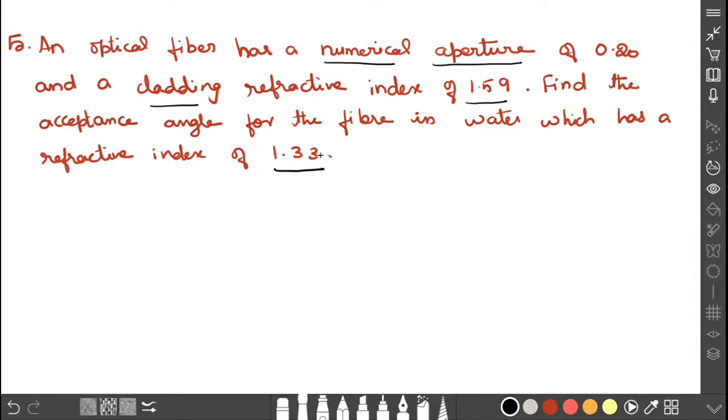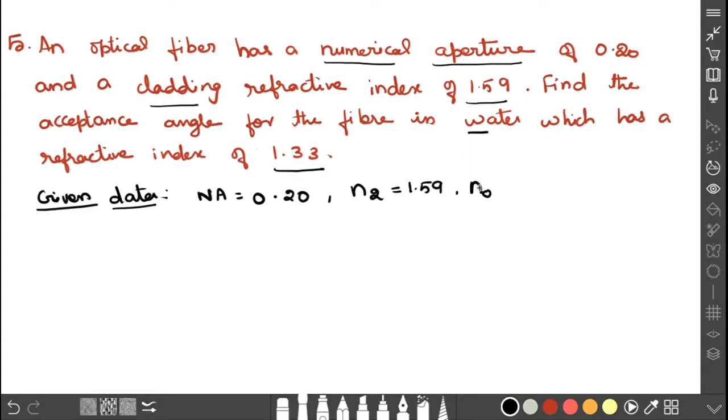So how to calculate this? Let us see one by one. First we will write the given data. Numerical aperture NA is equal to 0.20, and the cladding refractive index, that is N2, is equal to 1.59. And then in which medium they are launching: water medium, which is represented by N naught. In the first problem I mentioned that for air medium N naught is equal to 1, but for water medium the refractive index is 1.33.